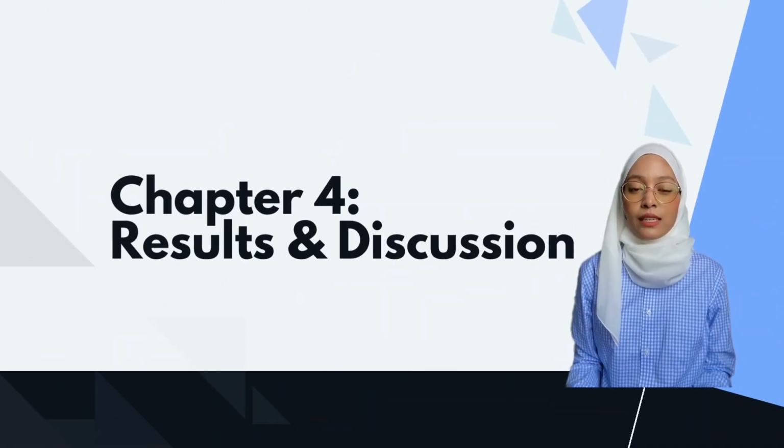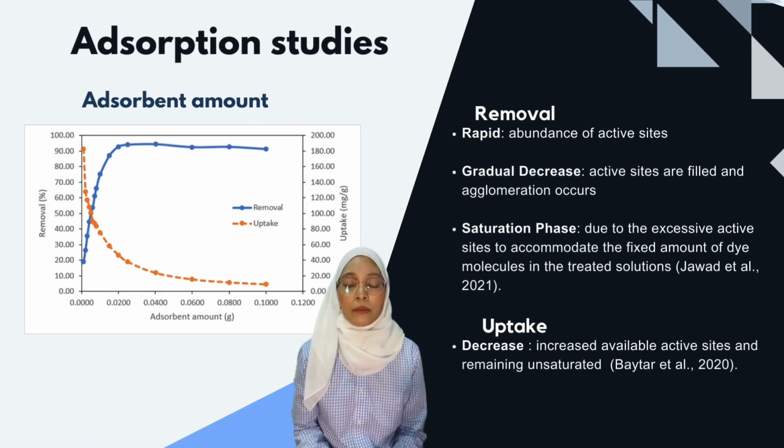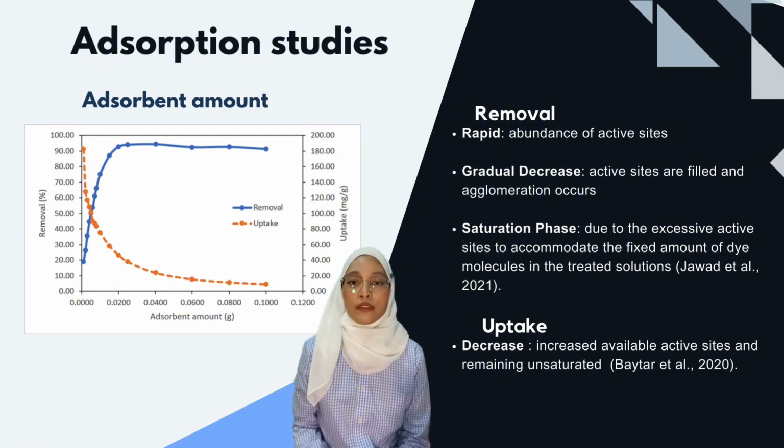Next is the result and discussion. For the adsorbent amounts, there are 3 trends observed. First is rapid increase, gradual decrease, and saturation phase. The saturation phase is due to the excessive active sites to accommodate the fixed amount of dye molecules in the treated solution. For the uptake decrease as the increase of available active sites and remaining unsaturated.